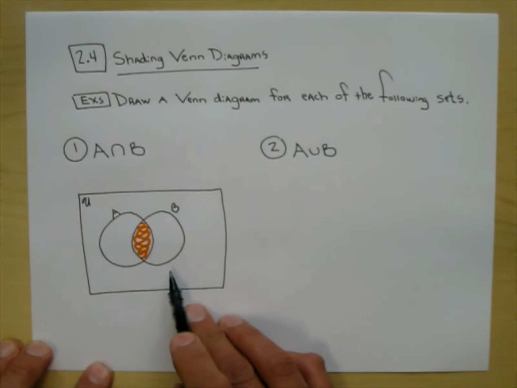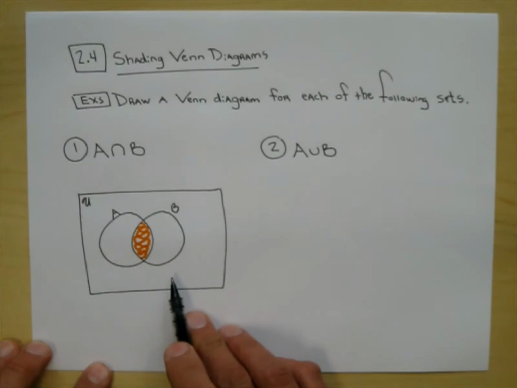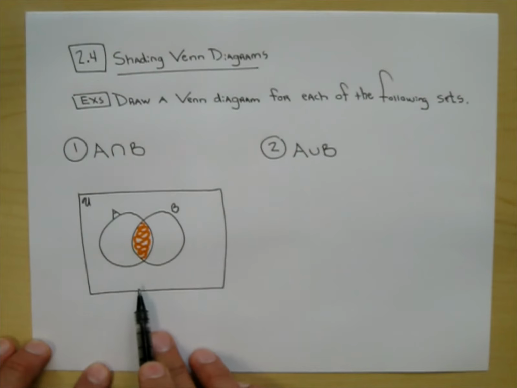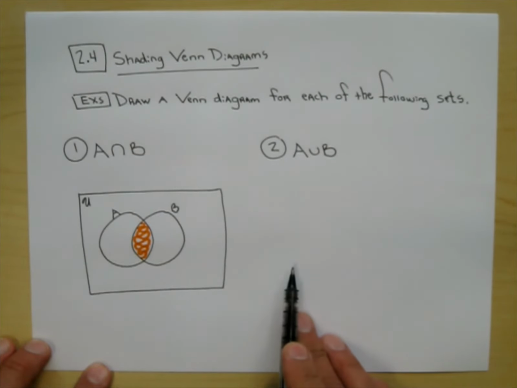Now this is different than when we talked about apples and oranges and fruit and things like that. Now we don't know what the sets are, so this is the most general picture that we can draw. Let's go ahead and do problem number 2.